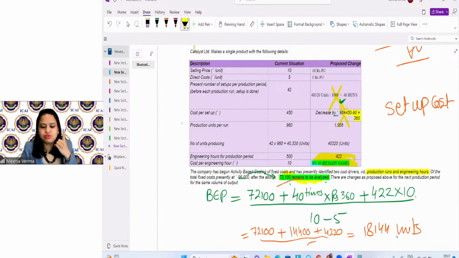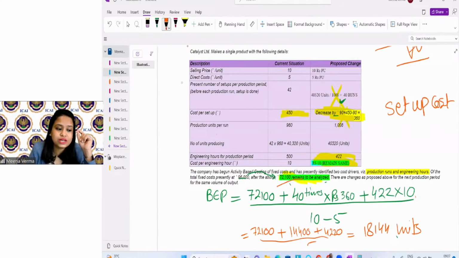So for setup cost, we first have to find the number of setups and the cost per setup. For the cost per setup, it was given that the cost is decreasing by 90. So 450 minus 90 will be the new production setup cost. 360 will be the new production setup cost. Setup cost is clear. Now, the number of setups: how many setups are required? For that, we first need to know the number of units we are producing.